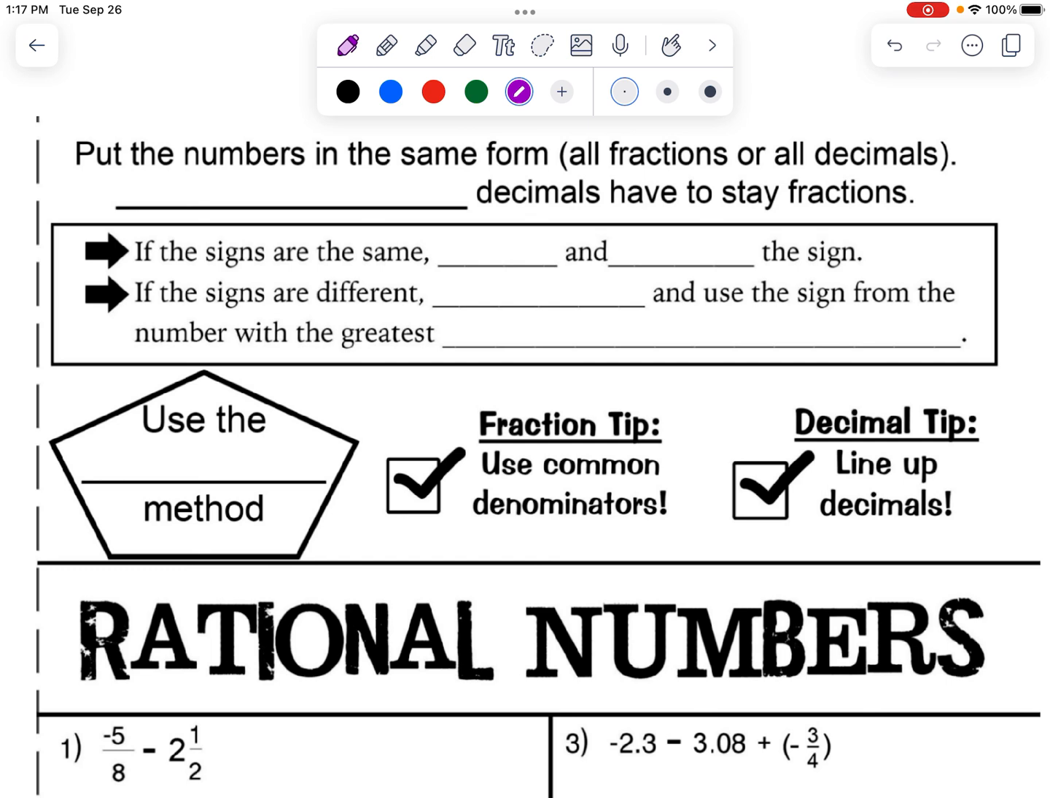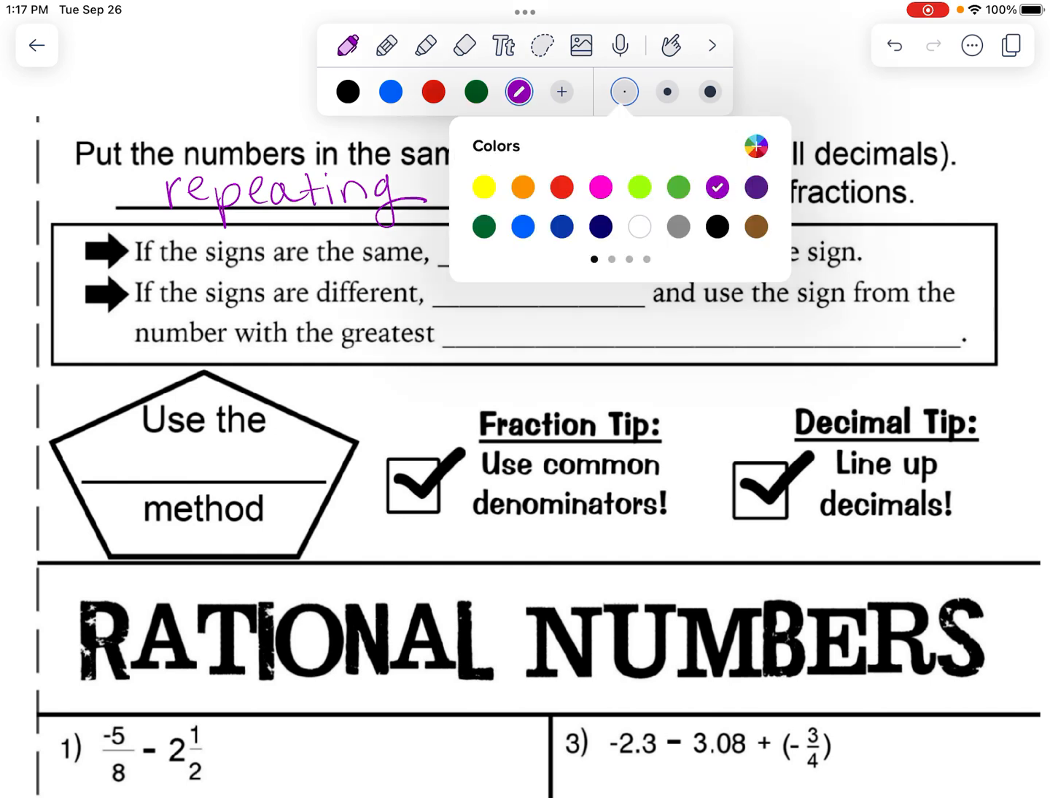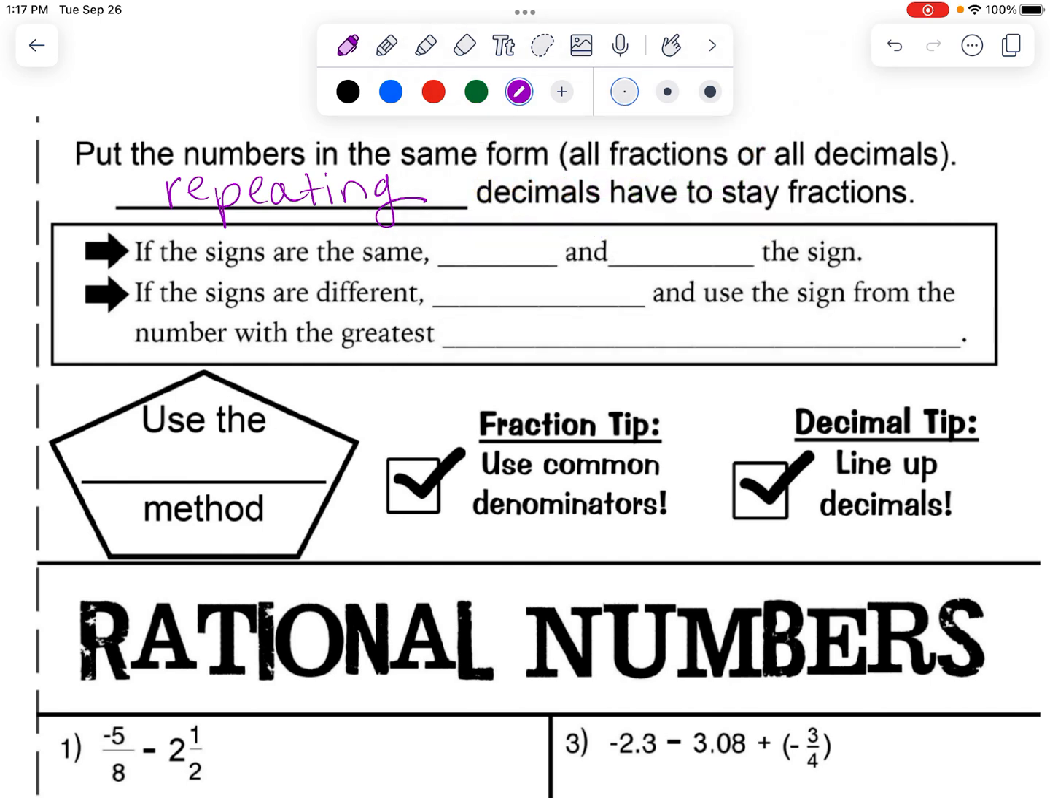So first we want to put the numbers in the same form, either all fractions or all decimals. And remember, if you have a fraction that makes a repeating decimal, you're going to want to keep that as a fraction because we can't use our calculator with a repeating decimal. So if the signs are the same, we're going to add those numbers together.